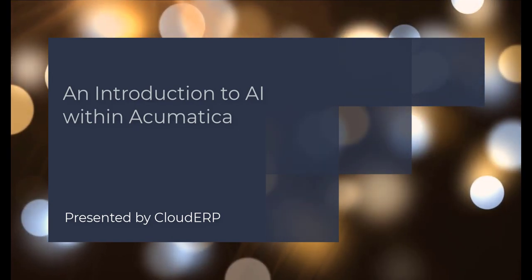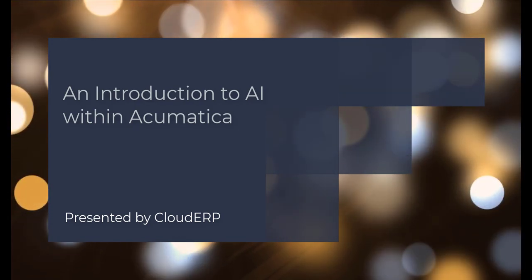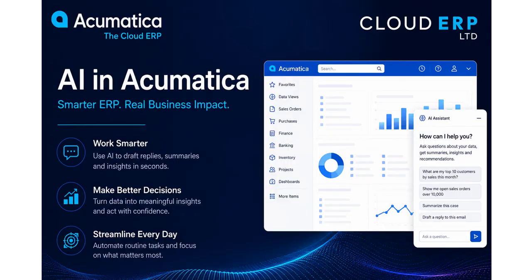What we're going to look at today is not just AI in theory, but how AI capabilities inside Acumatica can provide practical value in day-to-day business operations. There's obviously a huge amount of noise around AI at the moment, and one of the questions that businesses are asking is, how can this actually help my organisation become more efficient, make better decisions, and reduce administration? So that's what today is about.